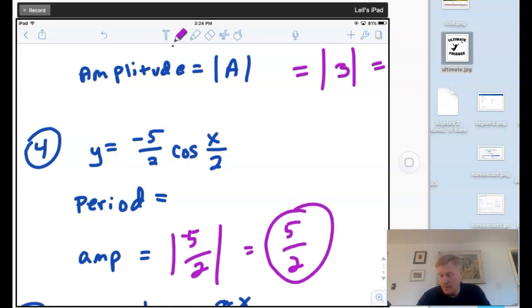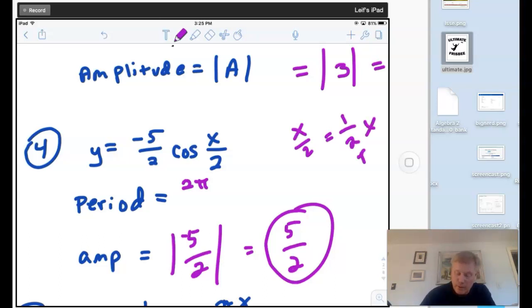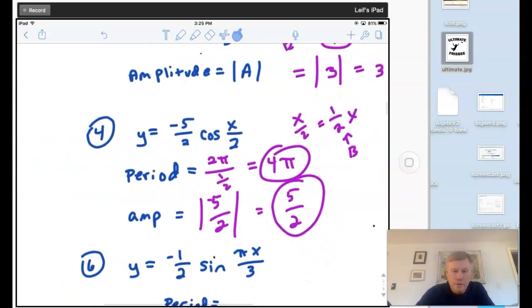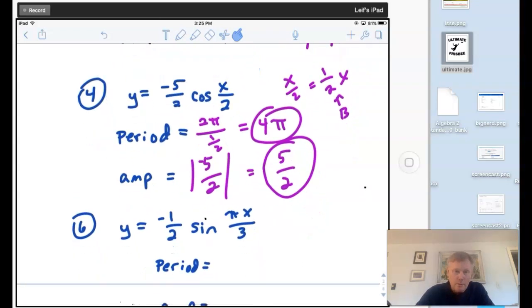That's your amplitude. Period would be 2 pi. Now, x over 2, remember this is the same as 1/2 x, which means b is 1/2, okay? And if you take 2 pi divided by 1/2, you get 4 pi. So that's your period. Remember, divide by 1/2, you flip, you multiply, it means you multiply by 2. Quick refresher on dividing fractions. All right, so that's it. Those are those two answers.